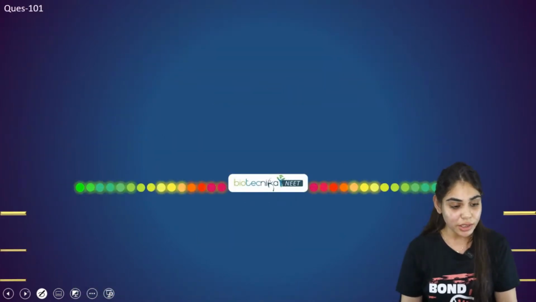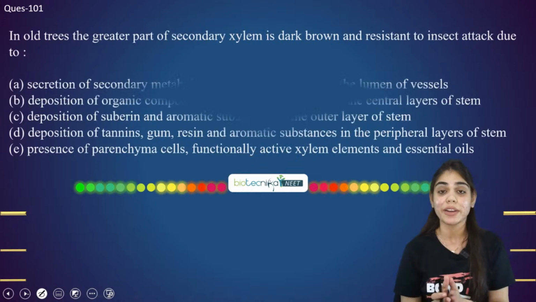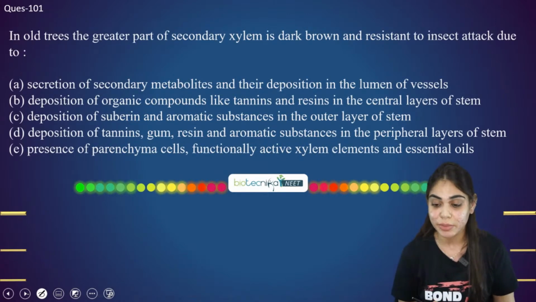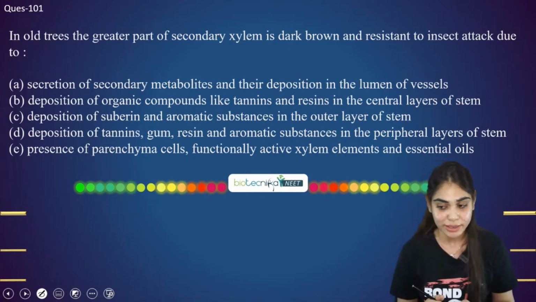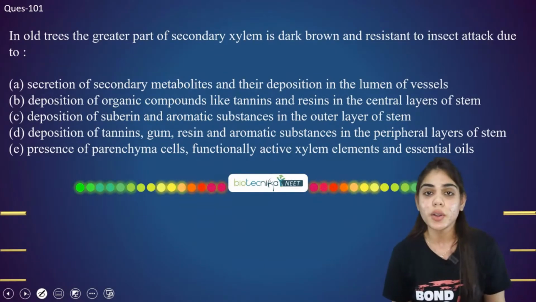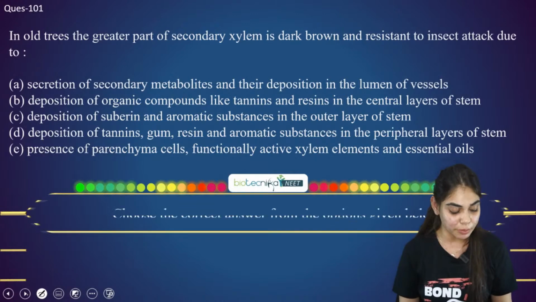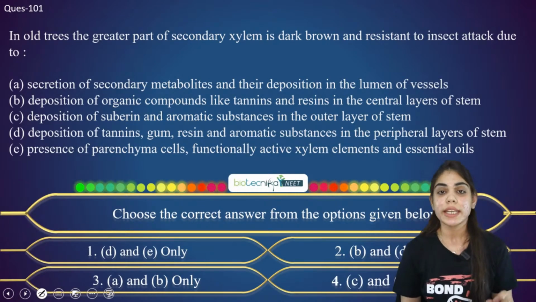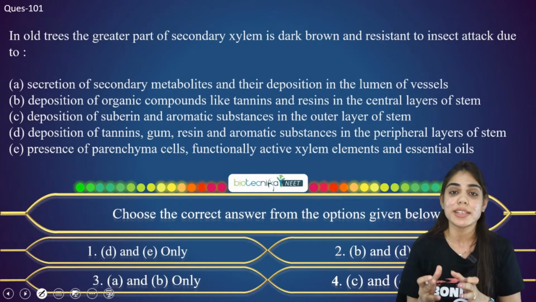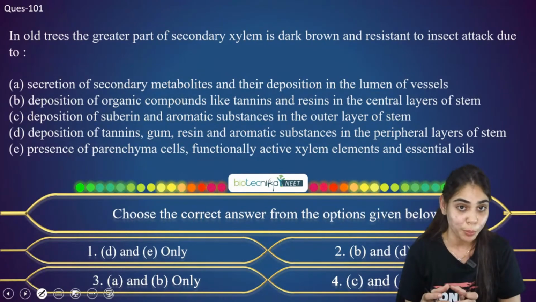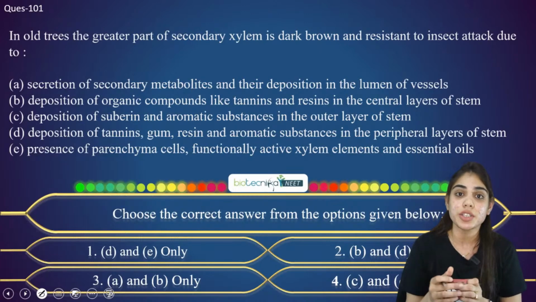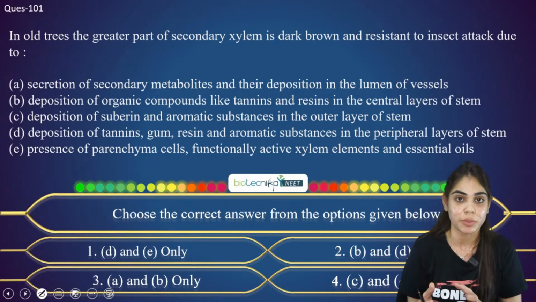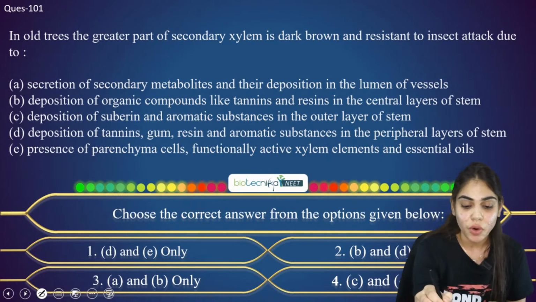So the first question you had for botany is: in old trees, the greater part of secondary xylem is dark brown and resistant to insect attack due to. We all know that there are 2 types of growth in plants. First is the primary growth and the second one is the secondary growth. In primary growth, we have cell division in the stem as well as the root, that causes the elongation of the stem and root, thereby promoting the primary growth. Then what is secondary growth?